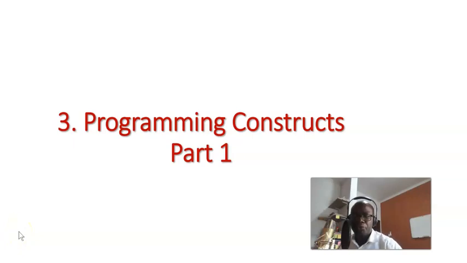Hi, welcome to Introduction to Programming. In this session we're looking at Unit 3, and our focus is on programming constructs. This will come in different parts, and this is the first part of this topic on programming constructs.